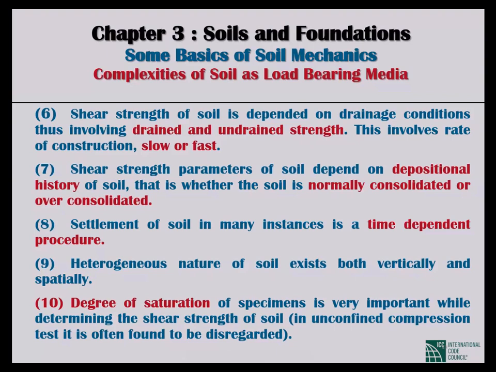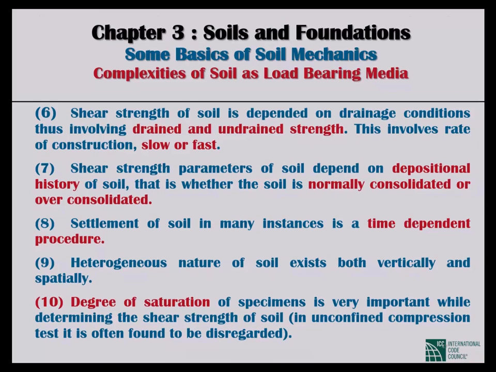If a soil, in any position, the existing overburden pressure is the highest in its life, then we call it normally consolidated soil. Previously, if it has had some other loads, that means the present pressure is not the maximum pressure, we call it over consolidated soil. So the shear strength parameters C and phi will also depend on normally consolidated and over consolidated. Another point is that settlement is a time dependent procedure. The next point is soil is heterogeneous in nature, both vertically and spatially. This will also create problems. And degree of saturation is another important thing. So you see, all the complexities are coming to the soil, and whenever you deal with the shear strength of soil, it is really a complex matter.